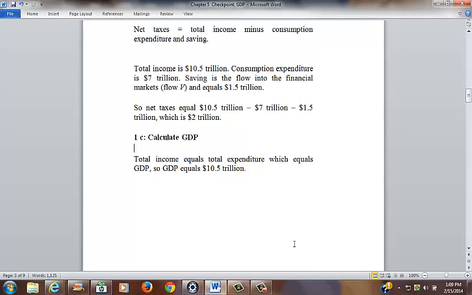Last part asks to calculate the GDP. The total income equals total expenditure, which equals the GDP, so GDP equals 10.5 trillion. There's no math that you need to do, it's the same thing.